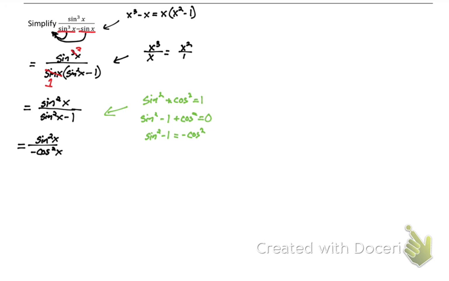Well, now we have sine over cosine. What does sine over cosine equal? Tangent. So it'll be negative tangent. It will be negative tangent squared.